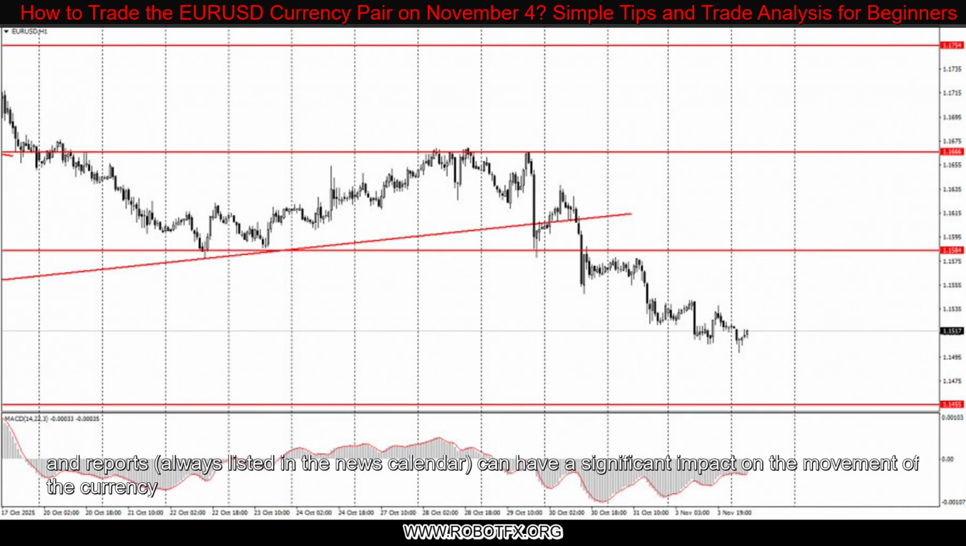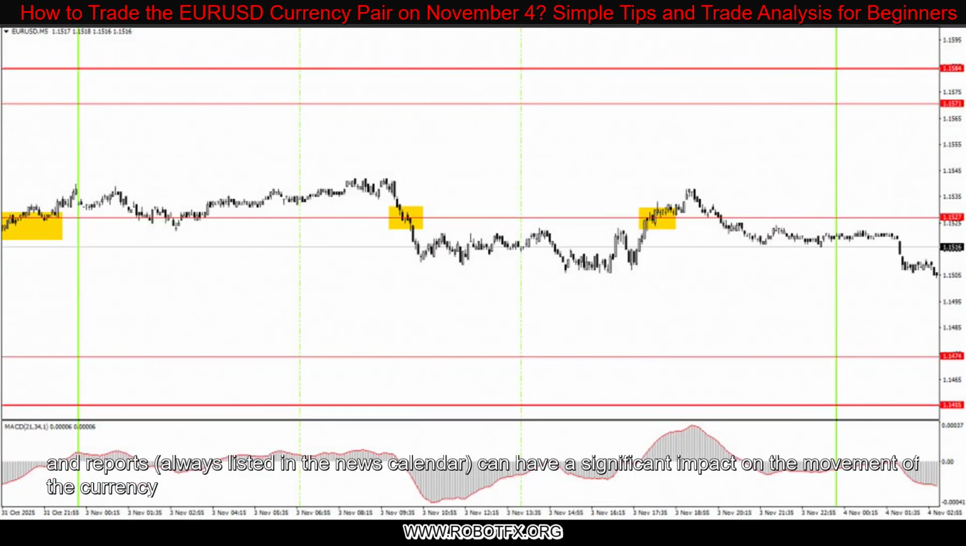Beginners trading in the forex market should remember that not every trade can be profitable. Developing a clear strategy and practicing money management are key to long-term success in trading.